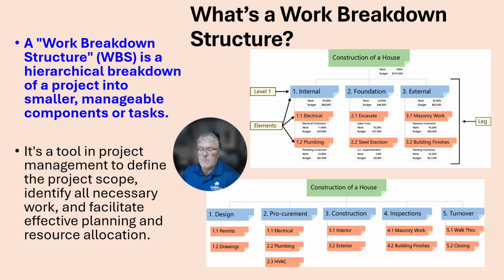And so what I've provided here on the right side of the screen is for the construction of a house. You may have the levels, and these would indicate the phases of what you're going to do for the house. So you have the internal, you have foundation, you have external, and then construction of the home. You want to do your design with your permits, your drawings, then procurement for electrical, plumbing, HVAC. Typically, those are going to be contractors, although within your own construction company, you may have those contractors already in it. Then the construction, and then the inspection of your work.